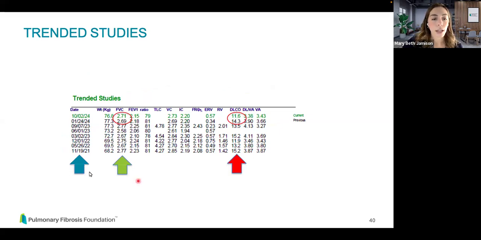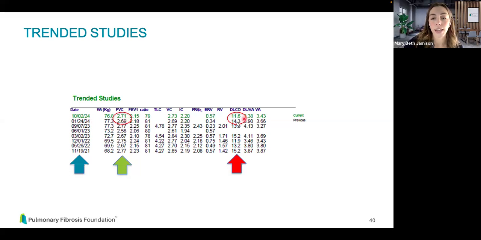Another example, again, we have our date where this blue arrow is, our FVC at the green arrow, and then in the red arrow, our DLCO. And overall, you can see these results really stay the same. So our FVC in November of 2021 was 2.7. And then it was the same really by September of 2023, and really not too much of a drop into January of 2024 here.